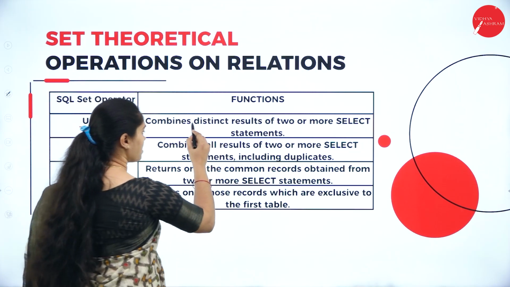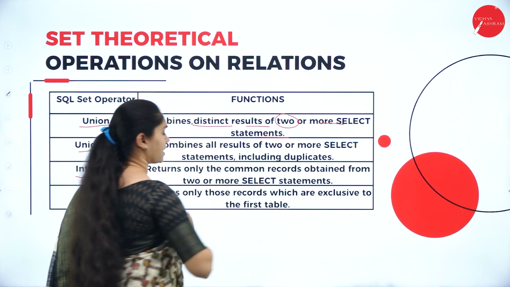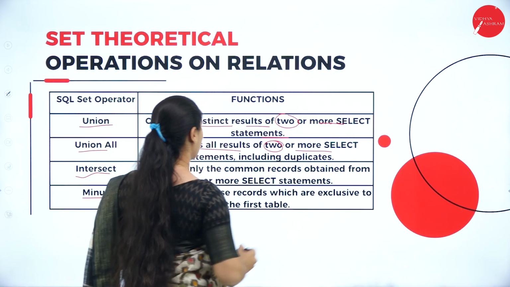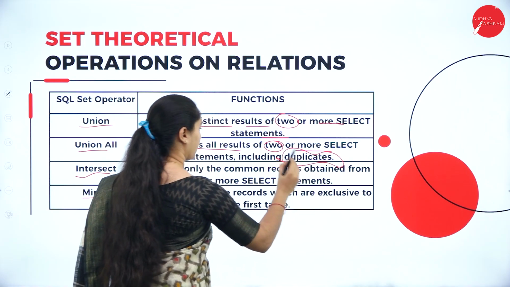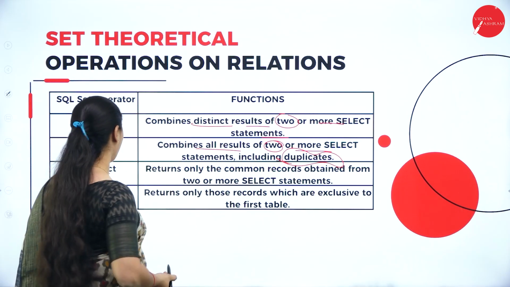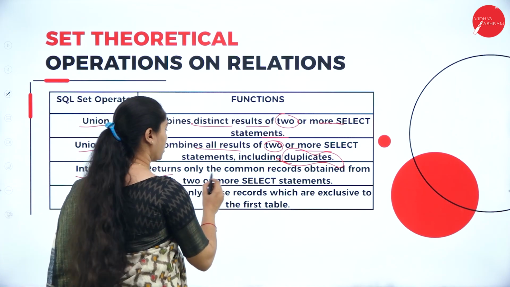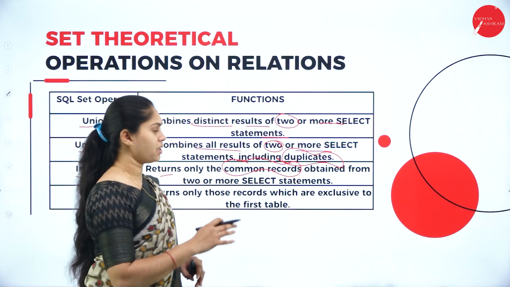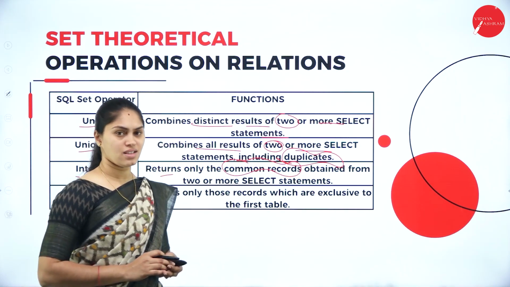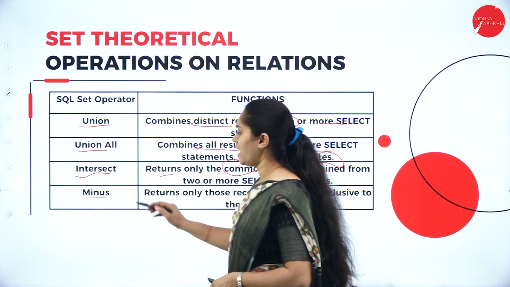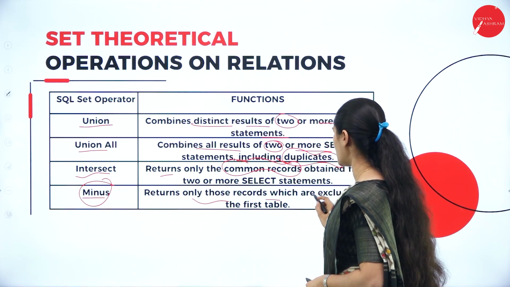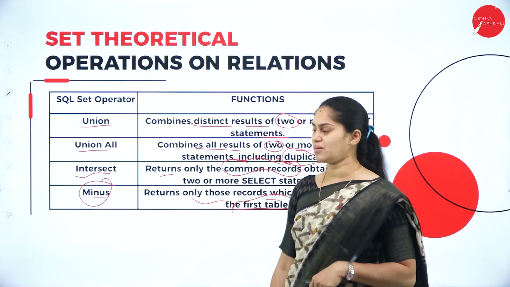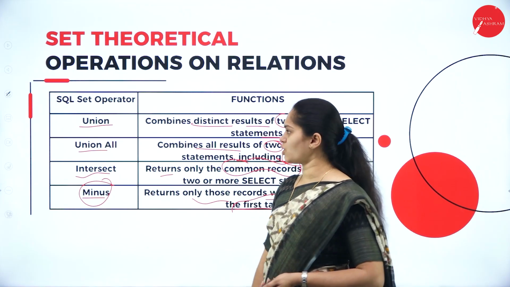See, union combines the distinct results of two or more select statements. Then why do we require union all? It combines all the results of two or more select statements including the duplicates. That is one more difference with union all. Then intersect will return only the common records which are present in both the relations. Only the common content will be obtained from this intersect operation, and we have minus, which returns only those records which are exclusive to the first table, which are there in the first table but not in the second table, that we can get from this minus operator.